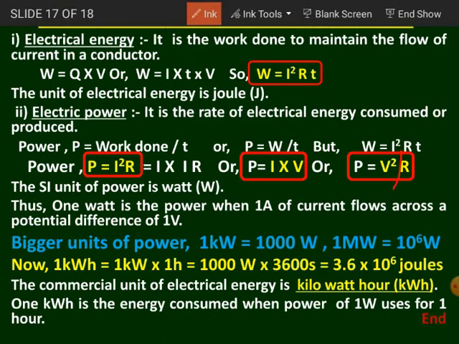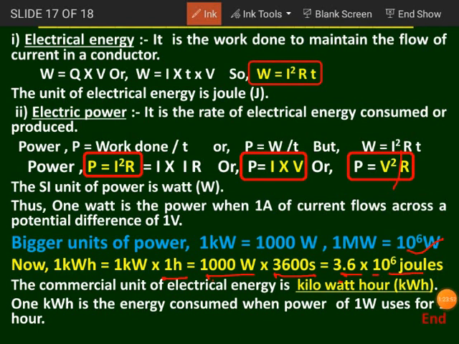Got it? So your 1 kilowatt, kilo means 1000, and the hour you change into seconds. Then if you multiply it and keep it in the standard form, your 1 kilowatt hour will be equal to 3.6 into 10 to the power 6 joule. This is generally asked in the examination: express 1 kilowatt hour in joules. Then you have to do this, and 1 kilowatt hour will be equal to 3.6 into 10 to the power 6 joule. So the commercial unit is 1 kilowatt hour, as I said here.